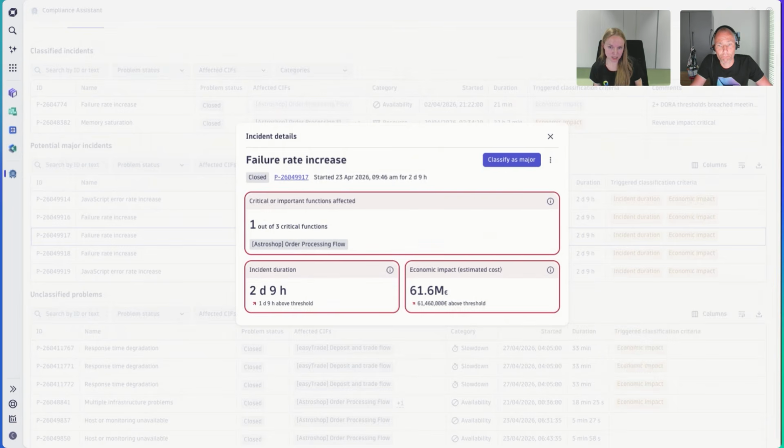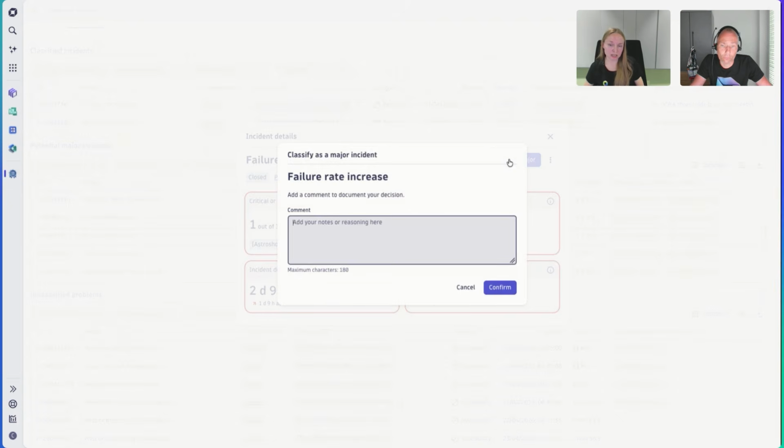So potential major incidents are those incidents that have 2 of those criteria breached as defined by DORA, and we bring that forward, enabling users to assess whether it is really a major incident that needs to be reported. And based on that, they can actually classify it. So let's just say classified, just as an example, in alignment with the compliance team, typos aside. And with this, you can confirm classification and add this comment directly in the snapshot of that incident.